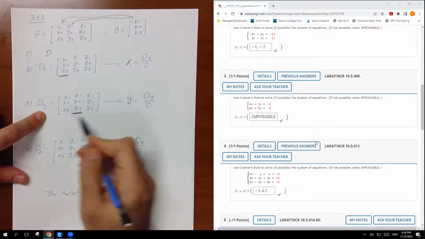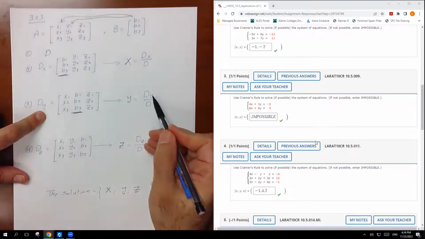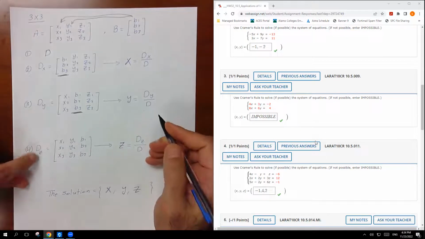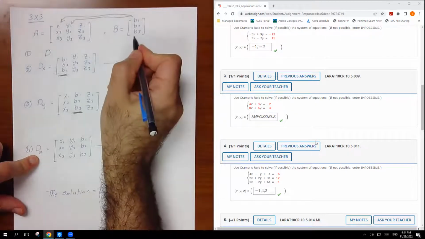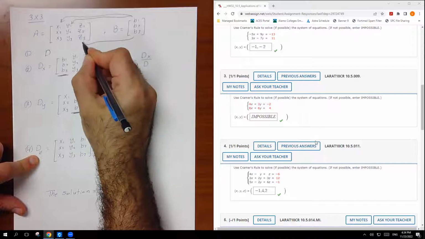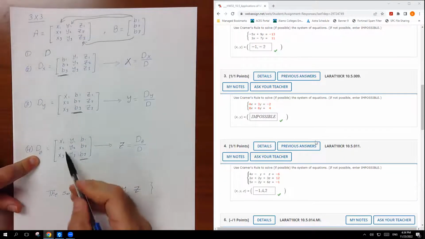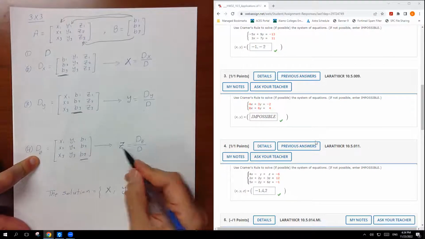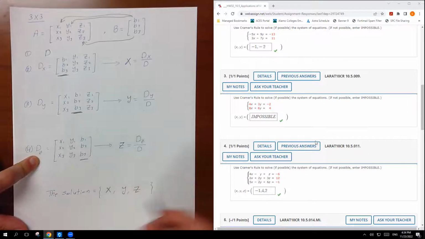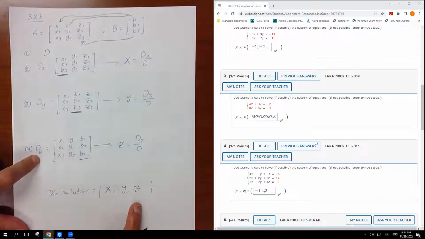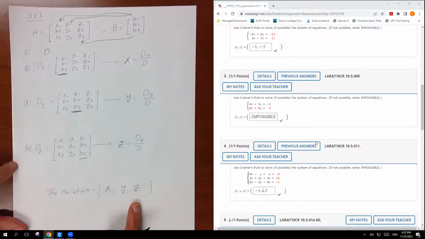Then find the determinant for this matrix. So y is going to be dy divided by d. And next step, we're going to change b with the third column. So here is the b. Find the determinant for this matrix. So z is going to be dz divided by d. And the solution is going to be x, y, z. And that's what we did on example 4.